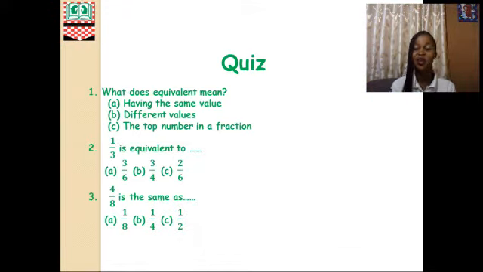Now, the first quiz. What does equivalent mean? The word equivalent, what does it mean? Does it mean having the same value, different values, the top number in a fraction? Think.